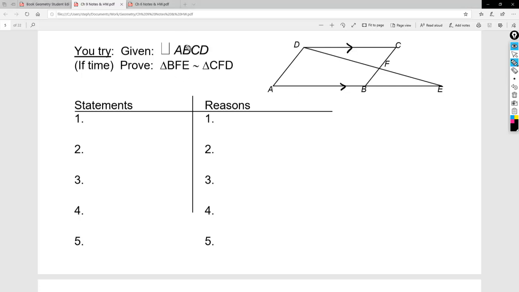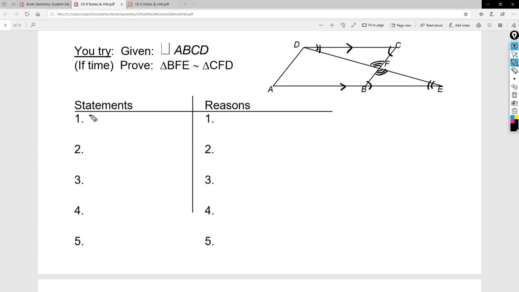So I have parallel lines because of my parallelogram. And so right off the bat, I can say that angles C and B are congruent, and I could say that D and E are also congruent. I can also say that CFD and EFB are congruent by vertical angles. Okay, so I see that I have the two angles necessary right from there.